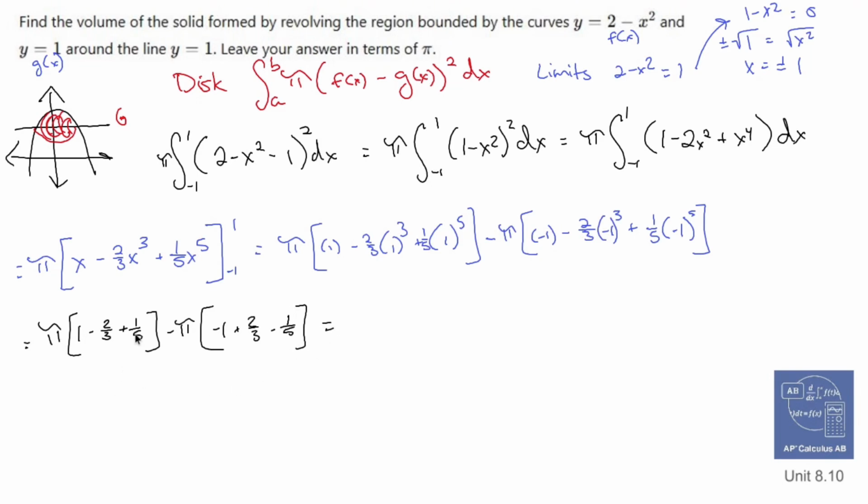Common denominators of 15 are going to change that first bracket into 15 over 15. Multiply the 2/3 by the 5, so minus 10 over 15. Multiply the 1/5 by the 3, so plus 3 over 15. Minus pi, do the same exact thing. The negative 1 becomes negative 15 over 15, the 2/3 times 5, so plus 10 over 15, and the 1/5 times 3, so minus 3 over 15.